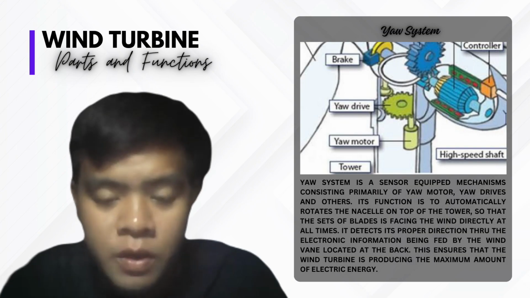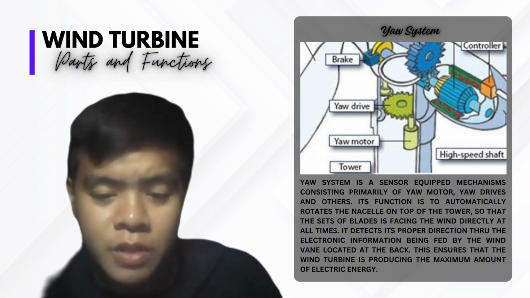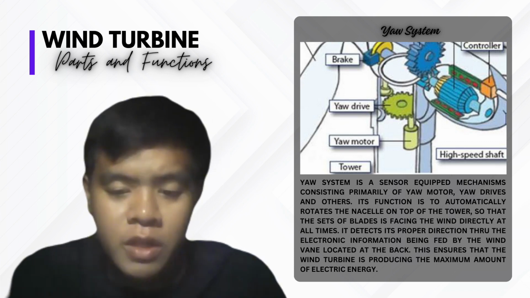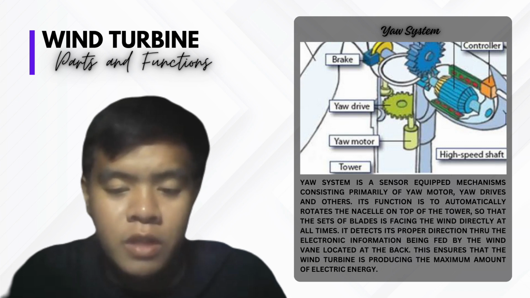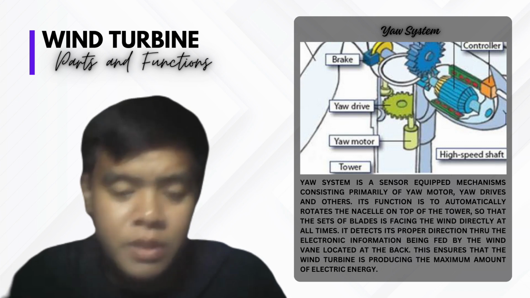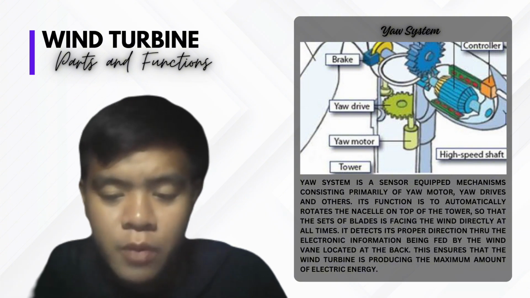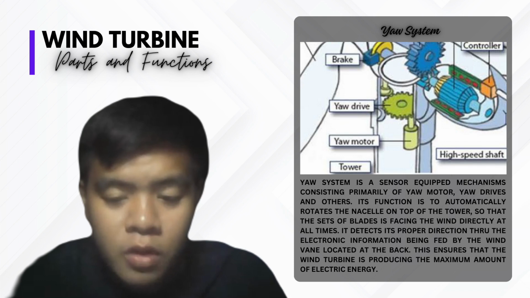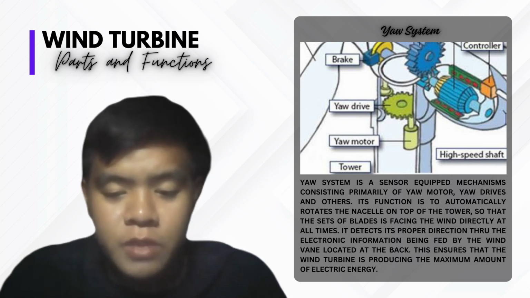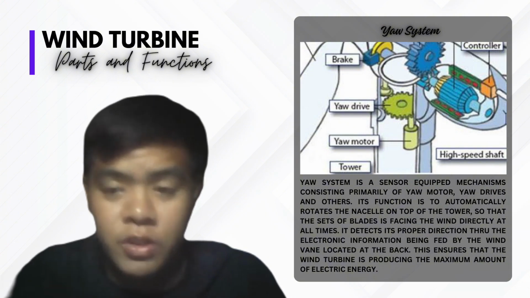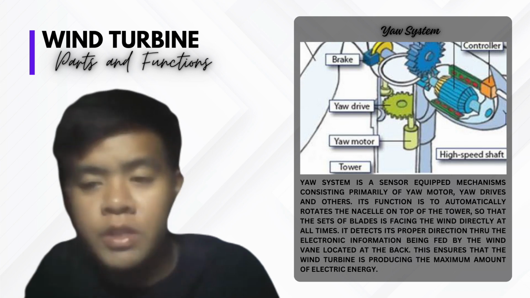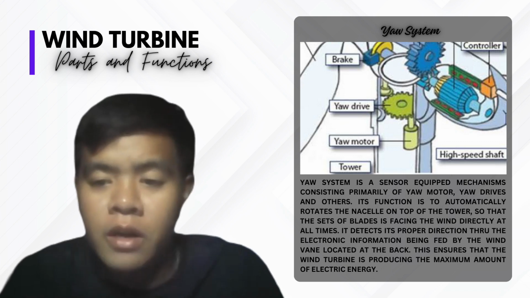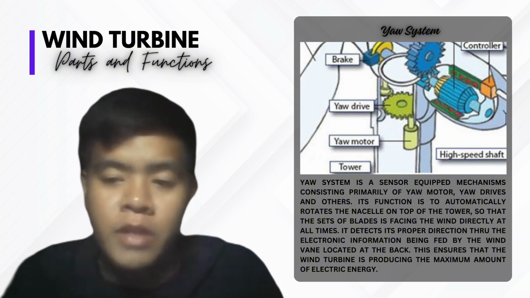The yaw system. Yaw system is a sensor-equipped mechanism consisting primarily of yaw motor, yaw drives, and others. Its function is to automatically rotate the nacelle on the top of the tower so that the set of blades is facing the wind directly at all times. It detects its proper direction through the electronic information being fed by the wind vane located at the back. This ensures that the wind turbine is producing the maximum amount of electric energy. In short, the yaw system allows the rotor to turn and face the wind for optimal energy capture. It ensures the blades are aligned with the wind direction, optimizing power production.